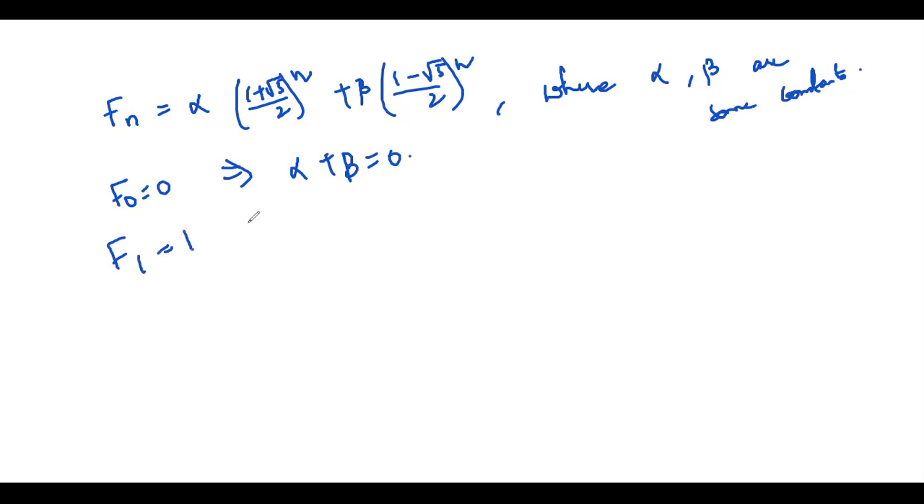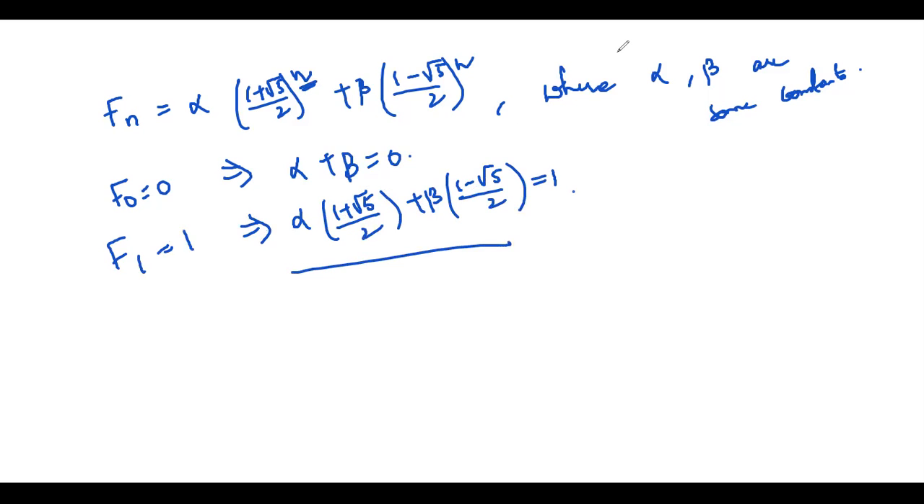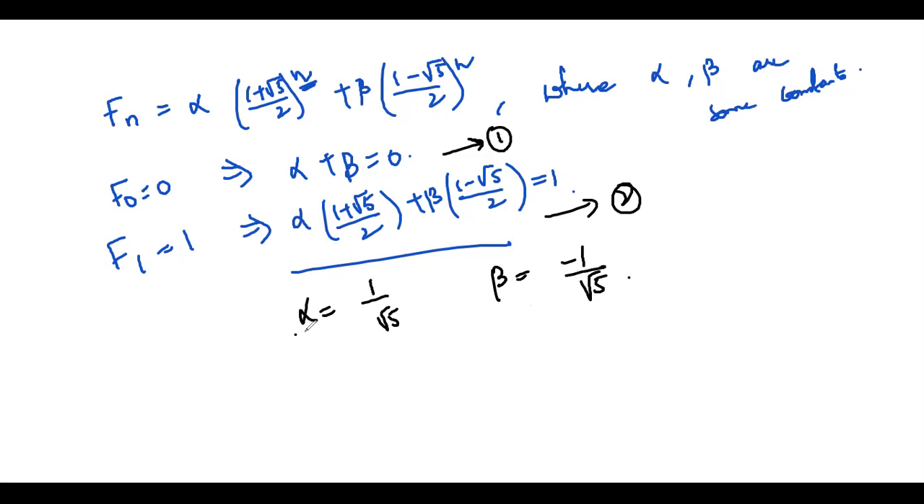What about f1? f1 is equal to 1. So it will give us alpha into 1 plus root 5 by 2, I am substituting n value as 1, plus beta into 1 minus root 5 by 2 is equal to 1. Now, after that, we have to solve these two equations. Consider these two equations as equation 1 and equation 2 and solve them. When you solve these two equations, alpha value will be 1 by root 5, beta value is minus 1 by root 5. Now substitute these alpha and beta values in this equation.